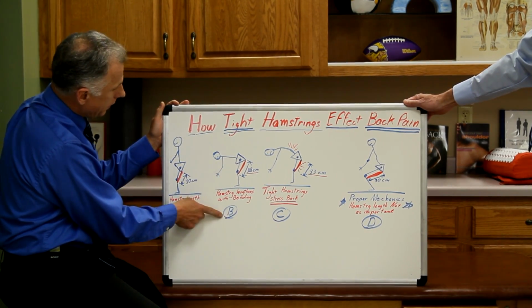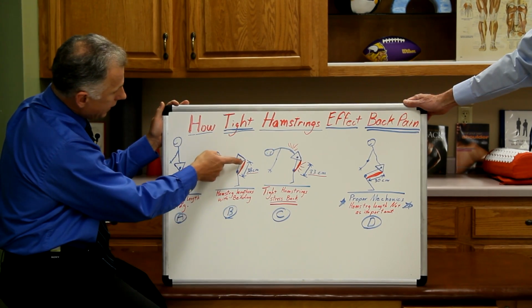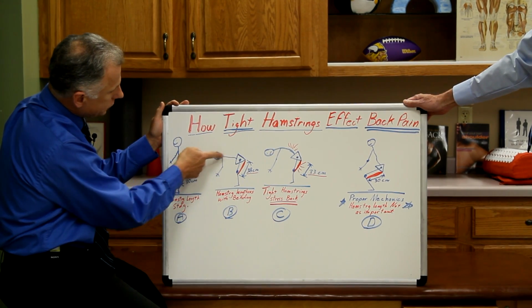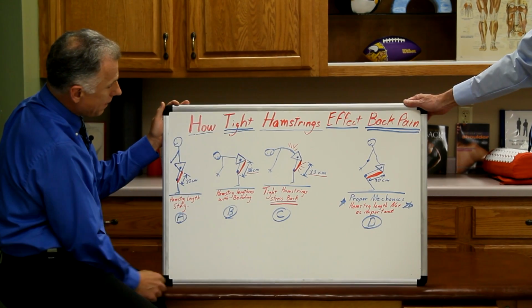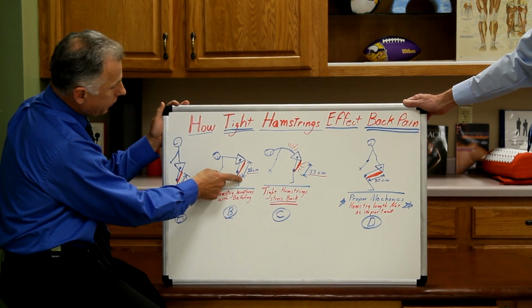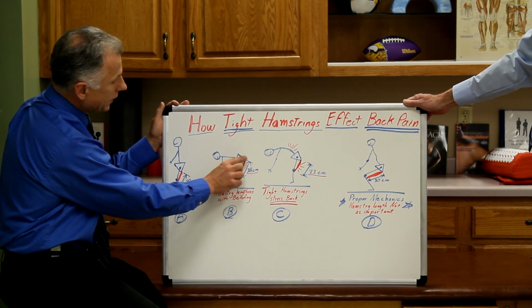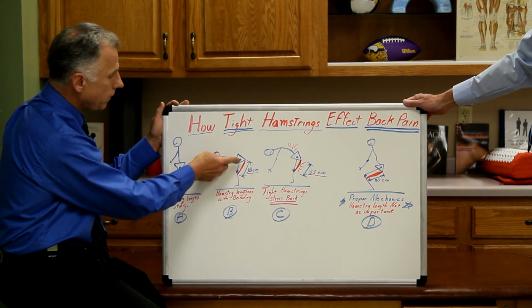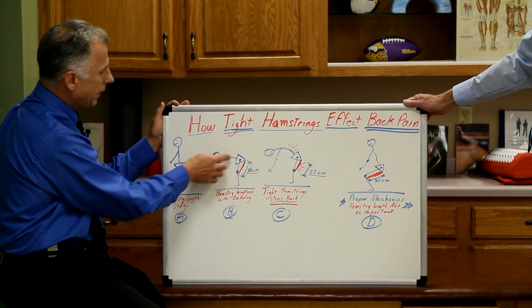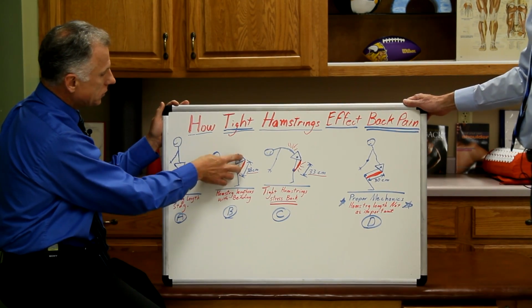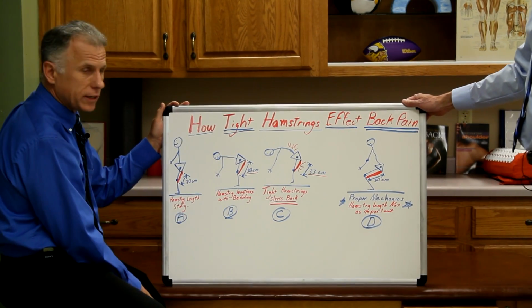We go over to letter B. This person bends forward with a straight back to pick something up just like Bob did before, and they're going to need, instead of 30 centimeters, the distance goes another 8 centimeters, but because the hamstrings are flexible, it's easy to do. Everything bends. The back does not take any stress because the hamstrings stretch out easily.